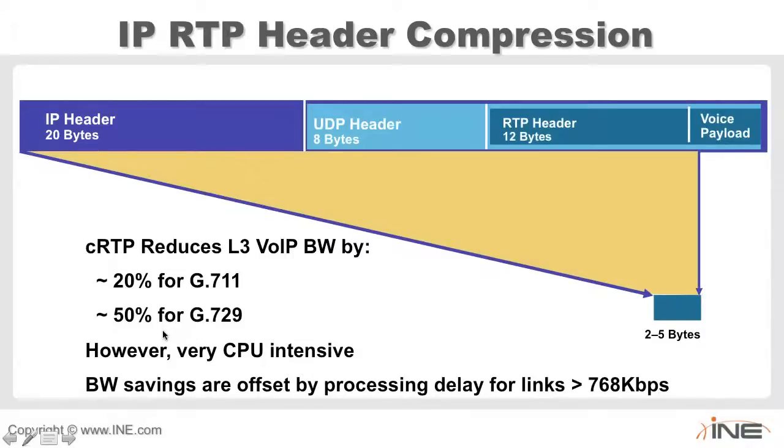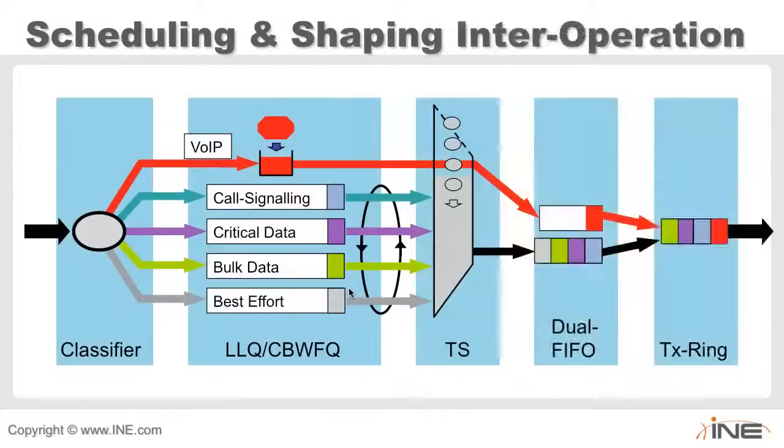Then we've got basically our dual FIFO. So this is part of the hardware egress interface. So our dual first in, first out. Why dual? One, because of our voice over IP, that traffic is always getting priority number 1. It's always going onto the ring first. The transmit ring is that hardware queue for the egress serial.